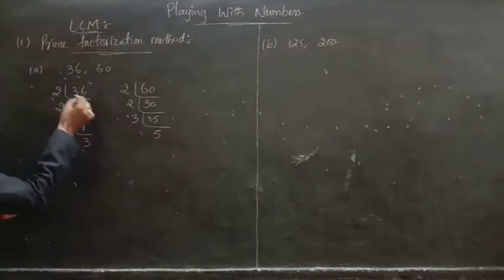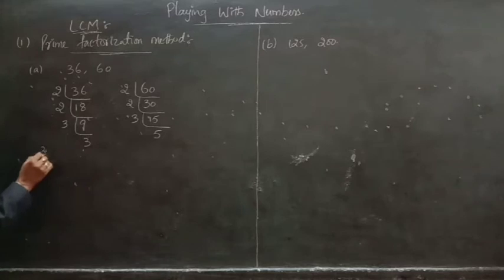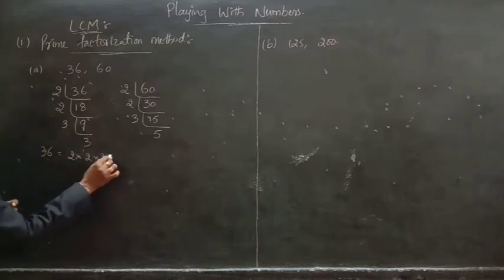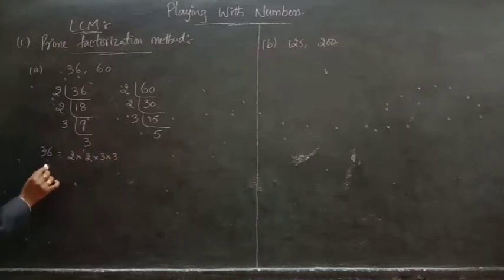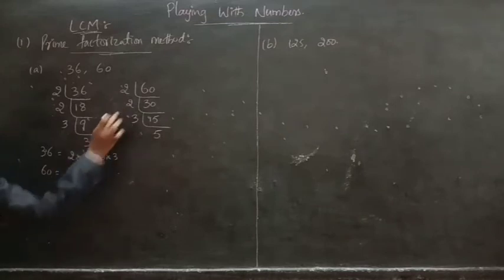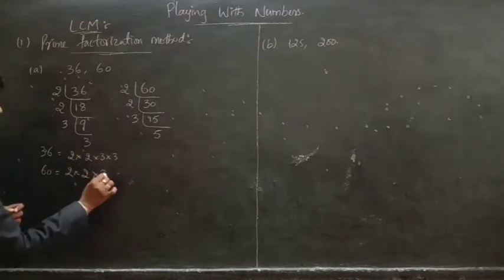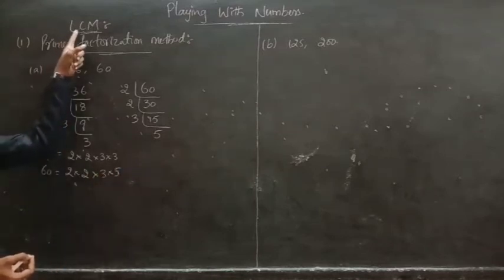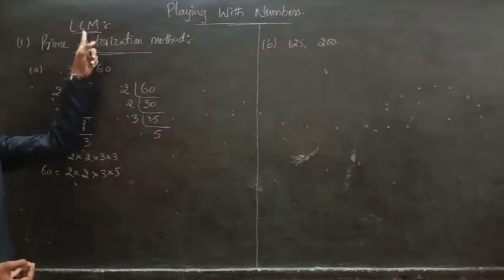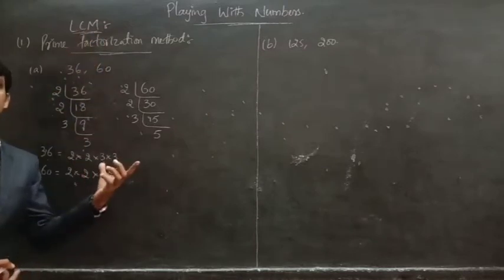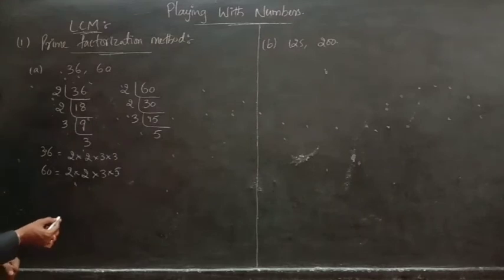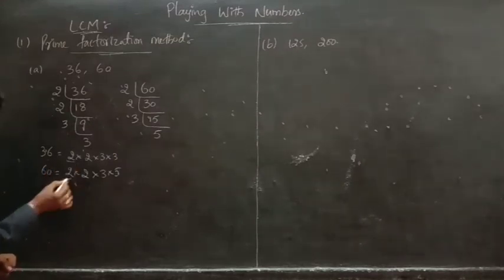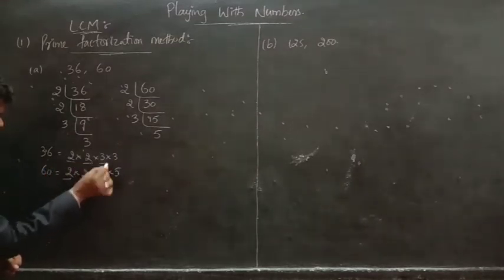Now let us write the factors of these two numbers. 36 is 2 into 2 into 3 into 3, and 60 is 2 into 2 into 3 into 5. So we are finding the least common multiple. We should take the common factors of these numbers. So let us identify the common factors: 2, 2, and 3.